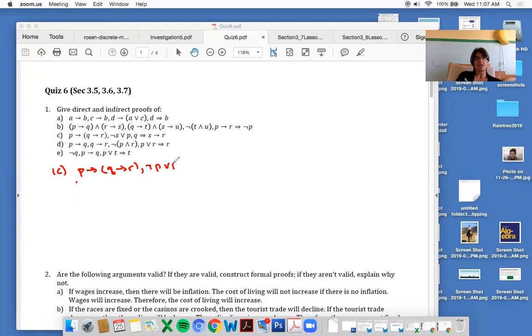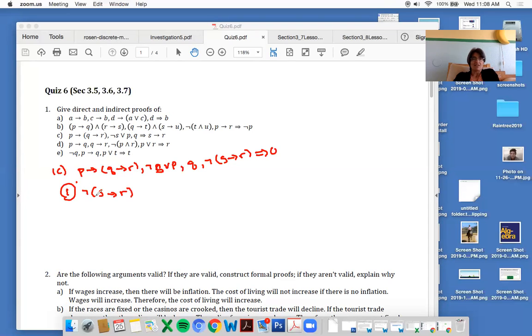S or P, Q, and I'm going to negate the conclusion, and we want that to be a contradiction. Okay, so let's see. When I do it by indirect proof, I start with the conclusion's negation and try to work backwards. So let's see what this is.